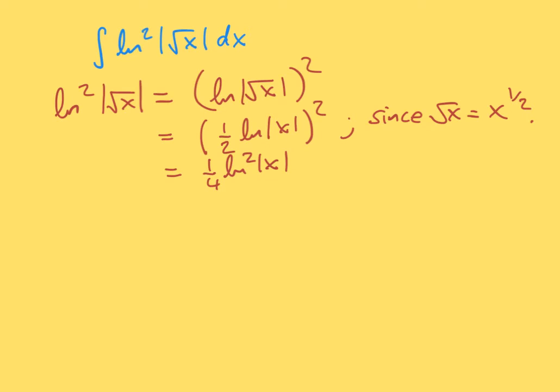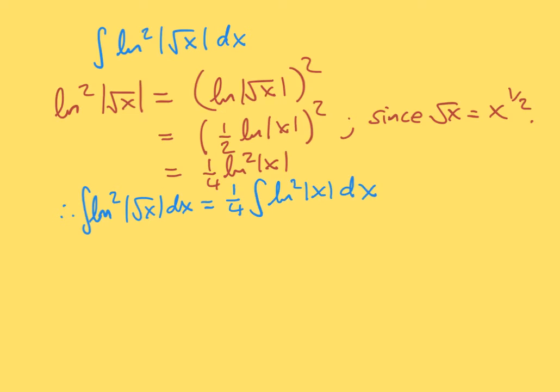So this means that our original integral, the integral of log squared of the square root of x with respect to x is, and it's going to be multiplied by a quarter, so I'll take that through the integral sign. So it's a quarter times the integral of log squared of x with respect to x. And you see that in no way does this squaring and square root cancel. The square root and the squaring combine to give us a factor of a quarter out front and log squared of x.